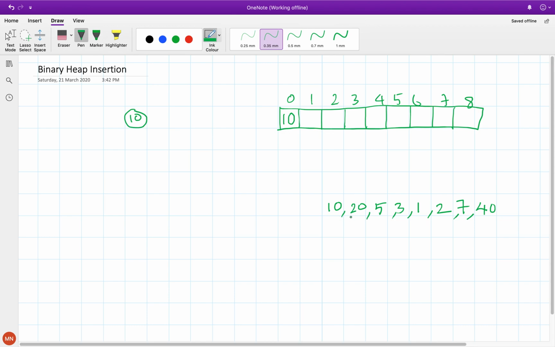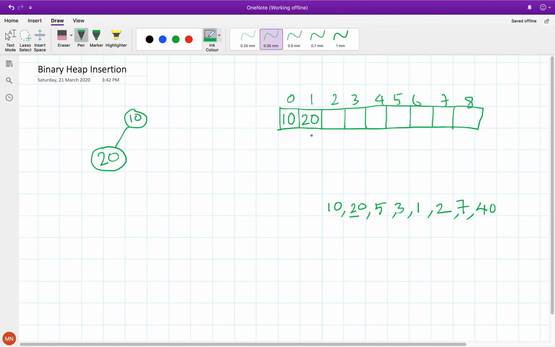Then you have to insert the number 20. So I'm inserting the number 20. So here the 20 is written. The tree will always be growing as a complete tree. So I will not go to the next level until the previous level is filled, and we will be filling the numbers from the left side to the right side of the tree.